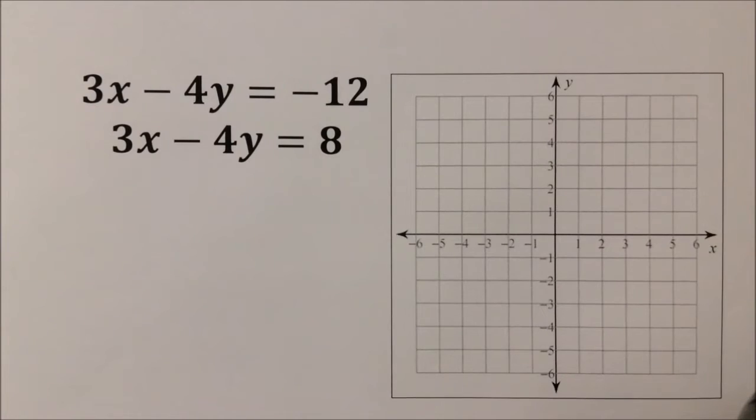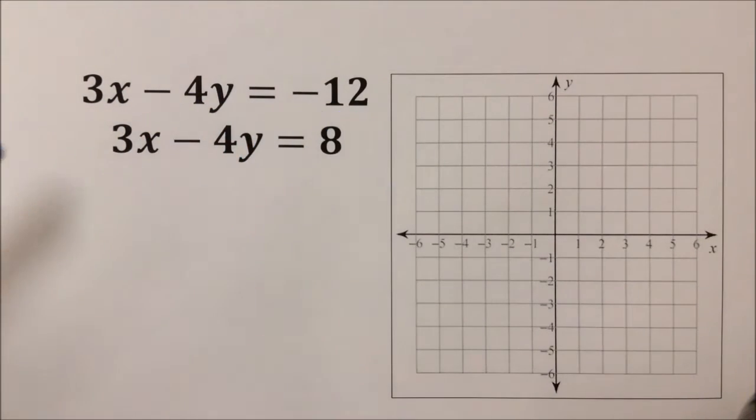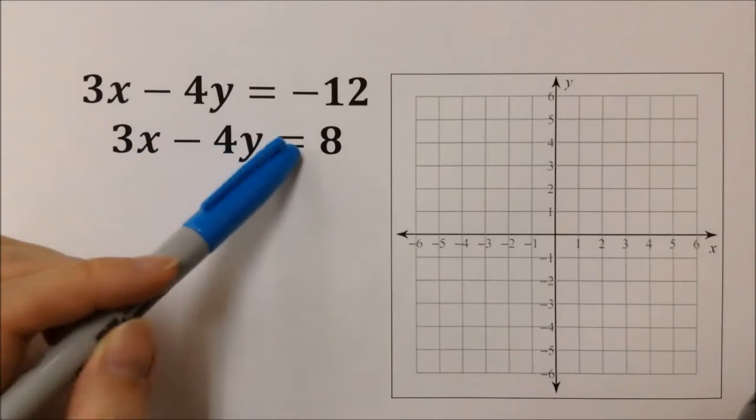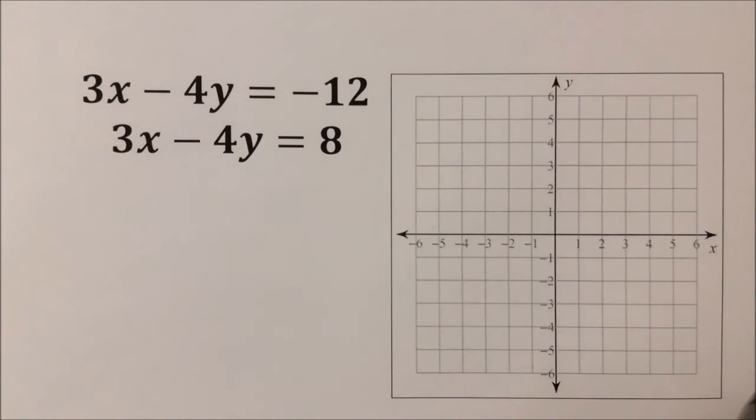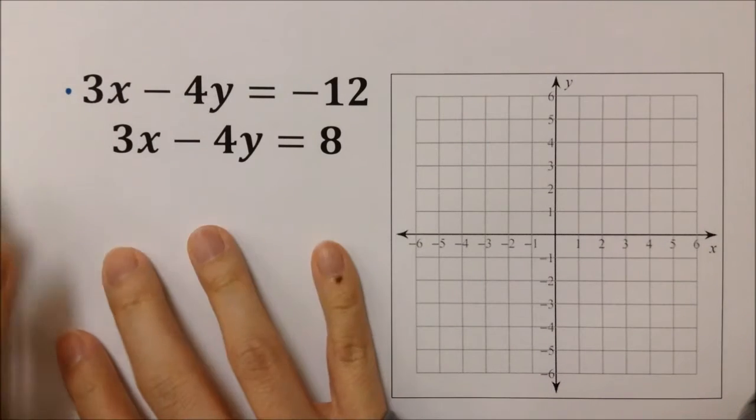Alright, in our third example, we have a system of 3x minus 4y equals negative 12 and 3x minus 4y equals 8. Alright, let's convert the first one into slope-intercept form.